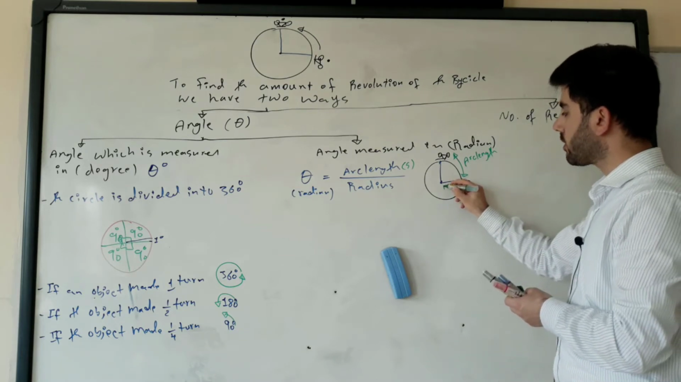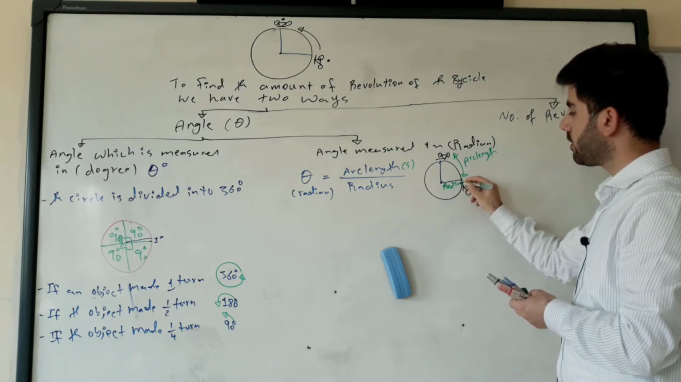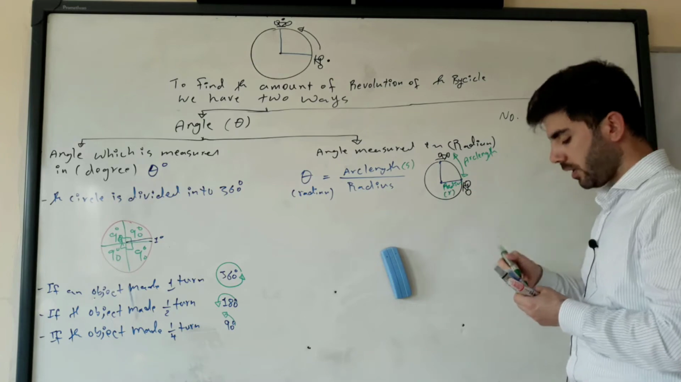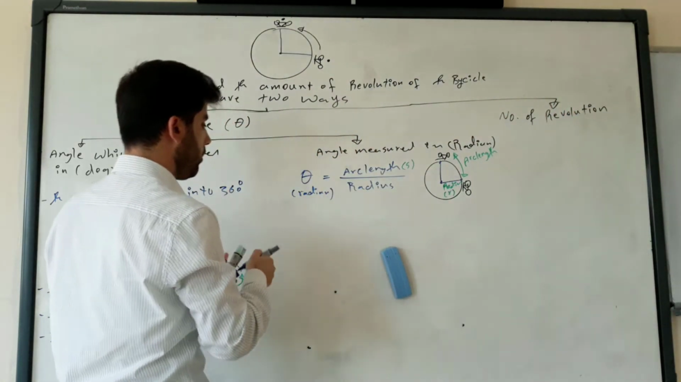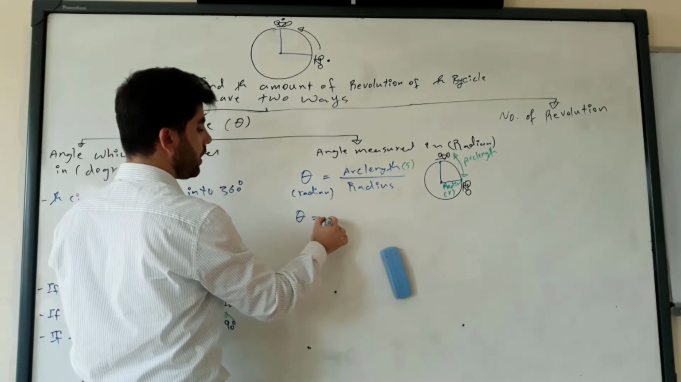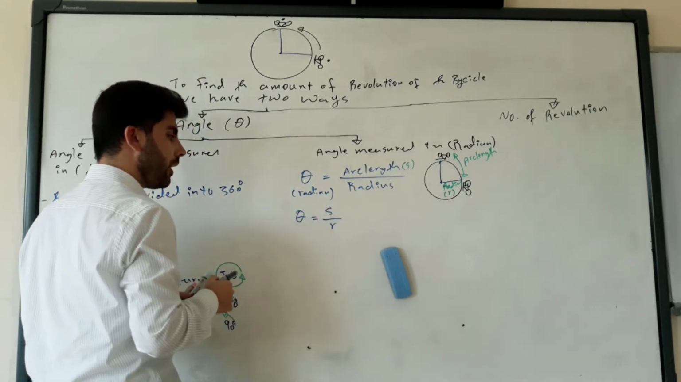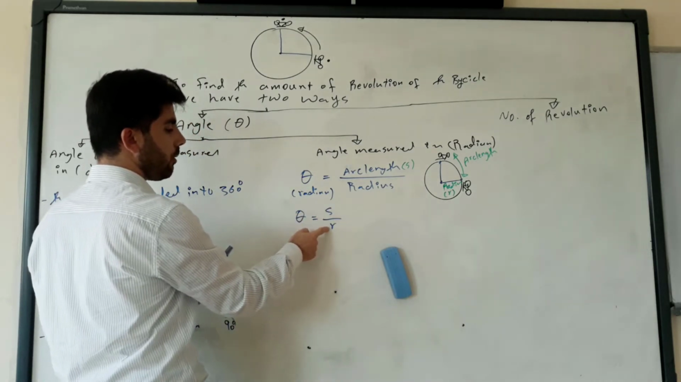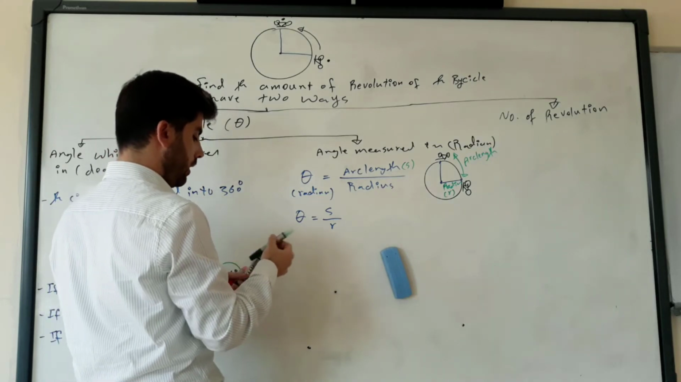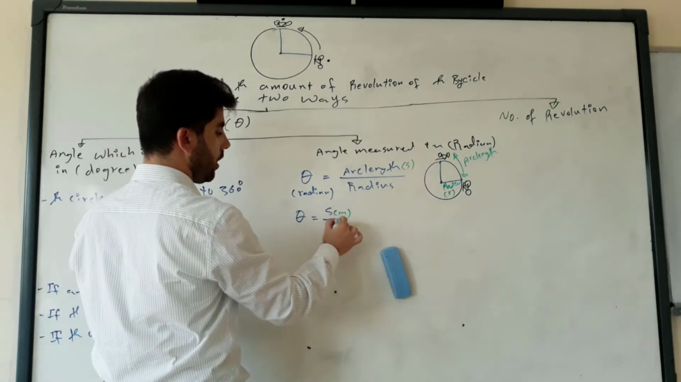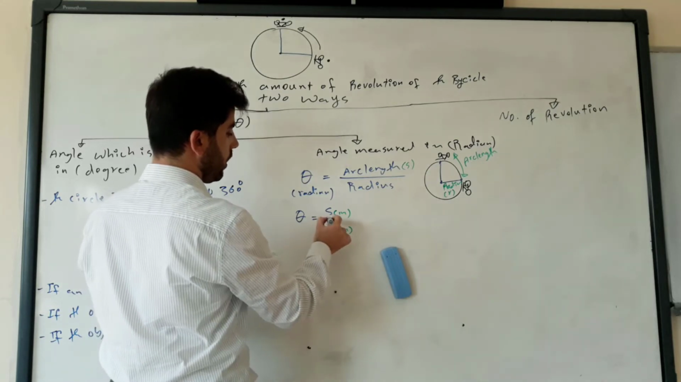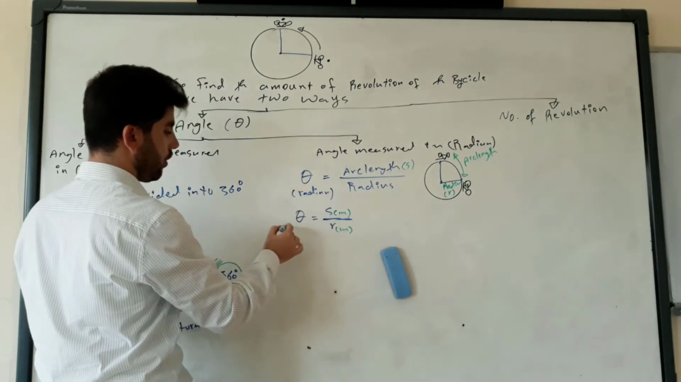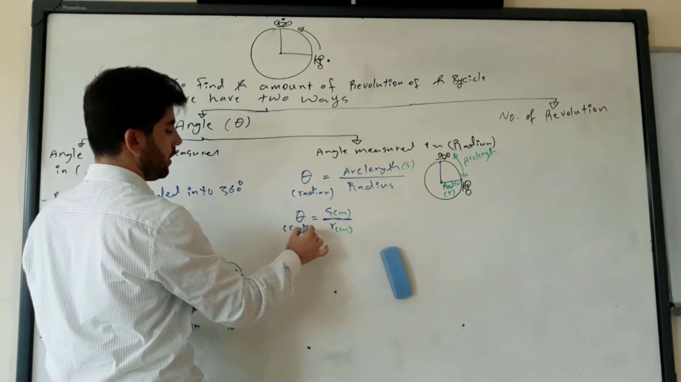And this is the radius, guys. The symbol R is used for radius. So now I can rewrite the equation. Theta is equal to S over R, okay? Arc length traveled by the object divided by the radius. And these two are measured in meters. So this means that we do not have any unit for theta, which is measured in radian.